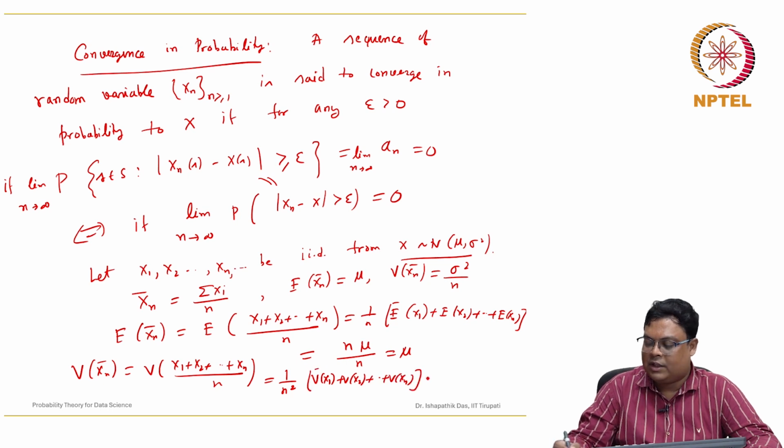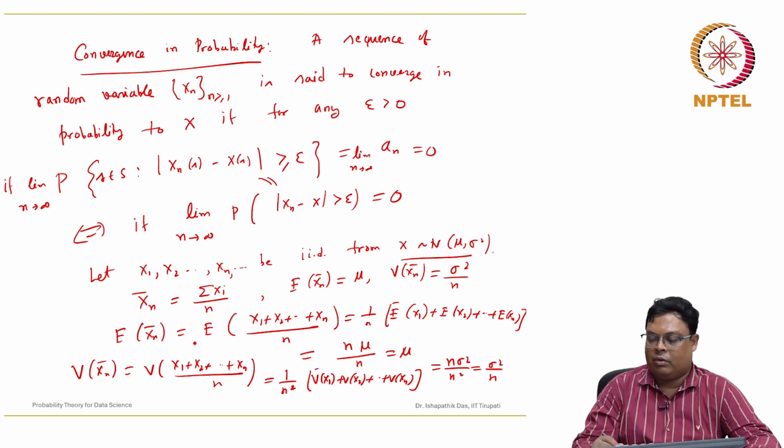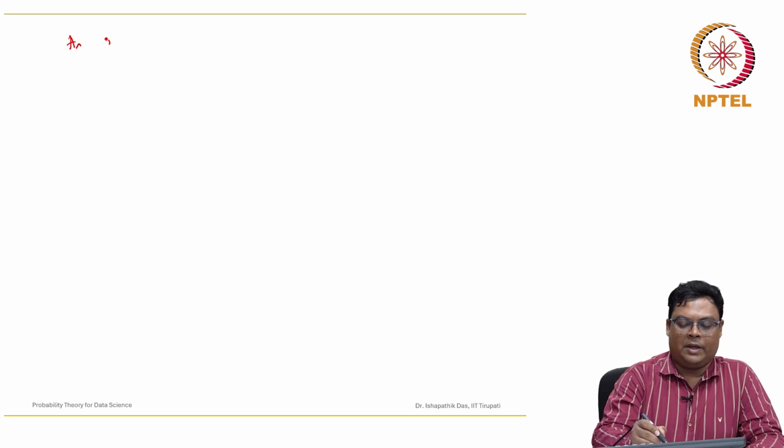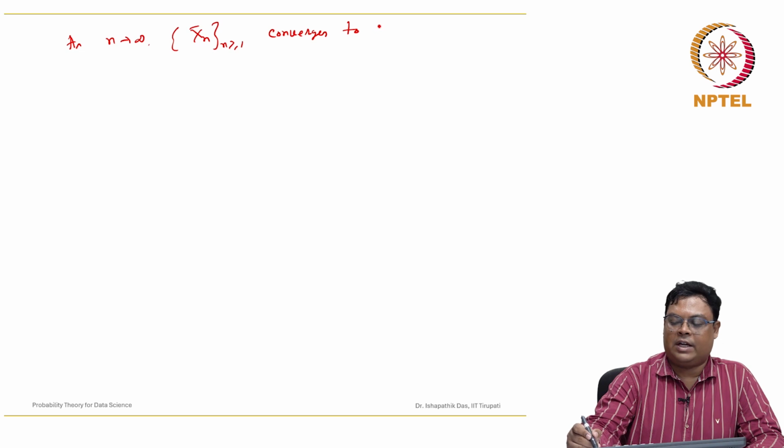So, there will be some covariance terms, but since the variables are independent, the covariance will be 0. Then all the variances will be the same, sigma square, so this is n sigma square by n square, which is sigma square by n. So that we know. Now the claim is that xn bar, as n goes to infinity, this sequence of random variables, n greater than or equal to 1, converges to the constant random variable mu in probability.